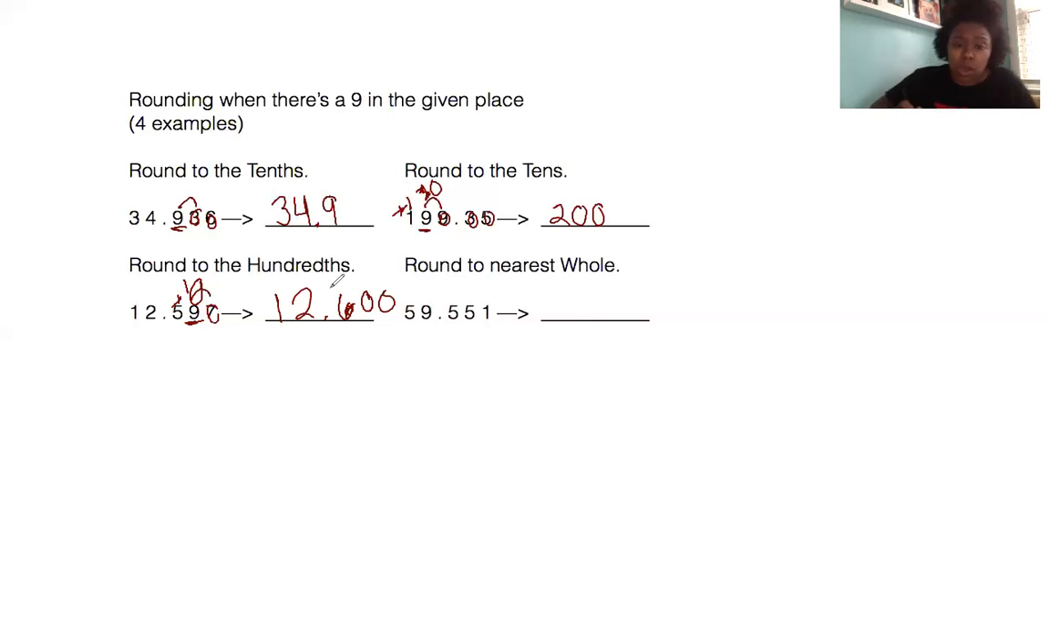Well, what we do know is that we don't need those extra zeros that are behind the decimal, behind the 6, right? Because they don't change the value. So we're going to get rid of those.